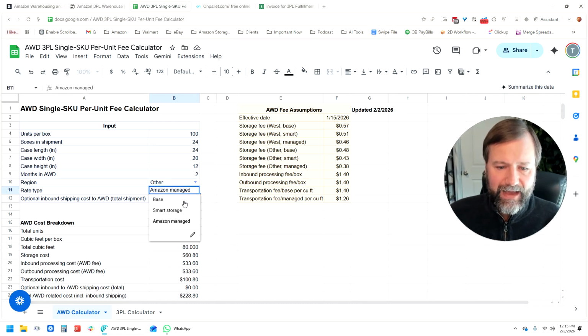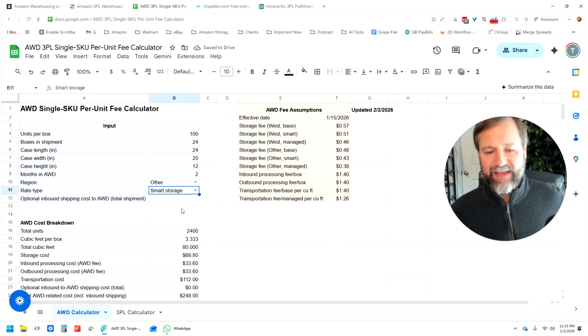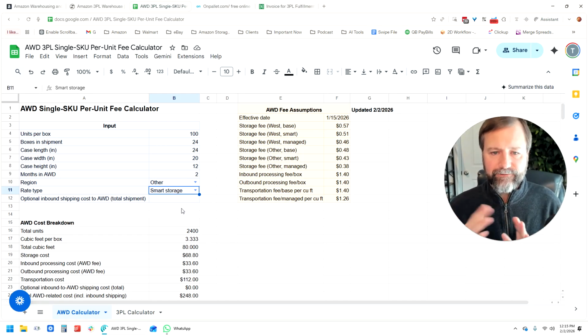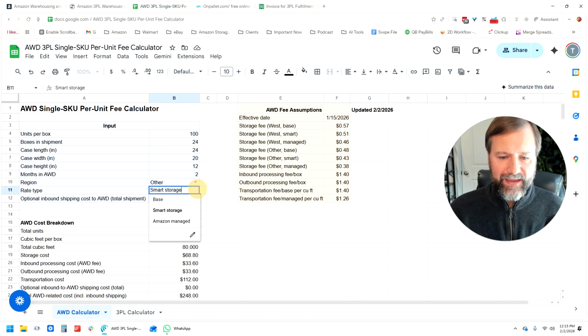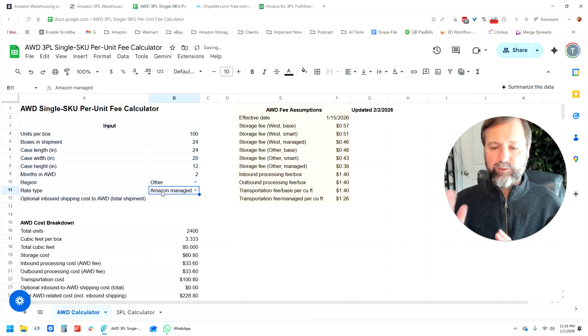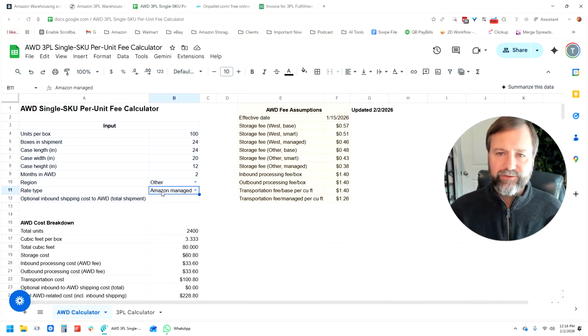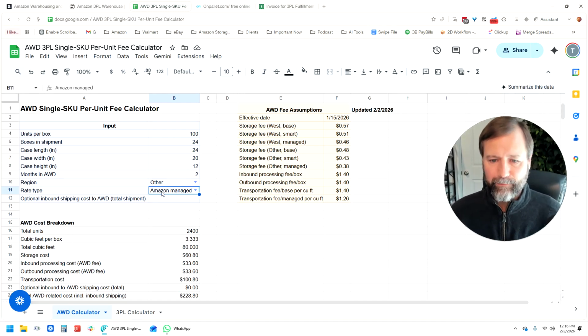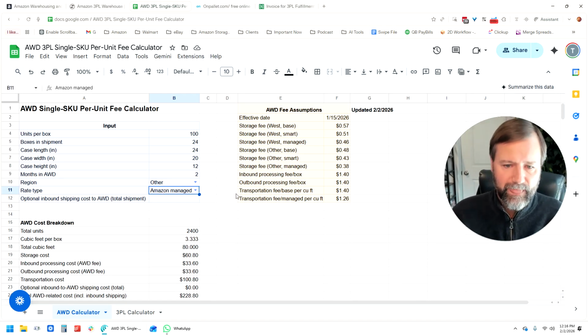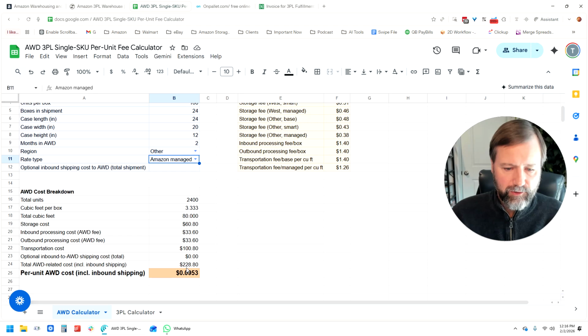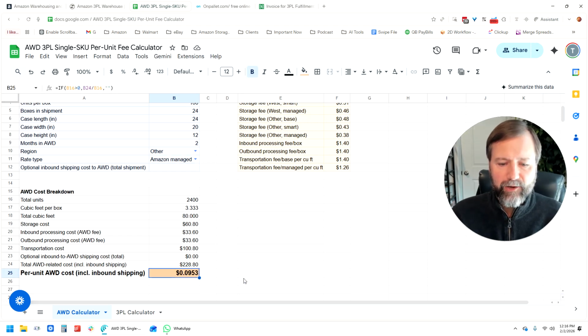Now we've got a couple different options here. Base, which is just the normal rate. Smart Storage, which basically means that you've had enough stock in AWD for them to drip feed into FBA, and so they're giving you a little bit better rate. And then Amazon Managed, which means you are maintaining enough storage in AWD to drip feed, plus you're using entirely Amazon shipping and freight getting it into AWD, so you get the best possible rate from Amazon. In this case, we are looking at a cost of about 9.5 cents per unit.